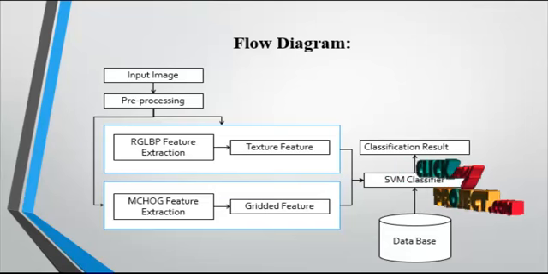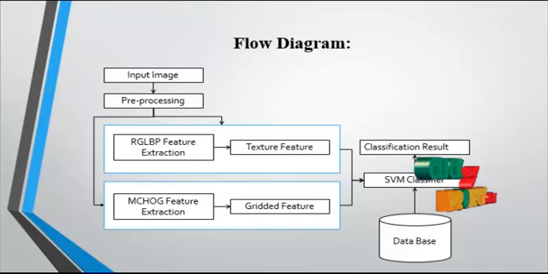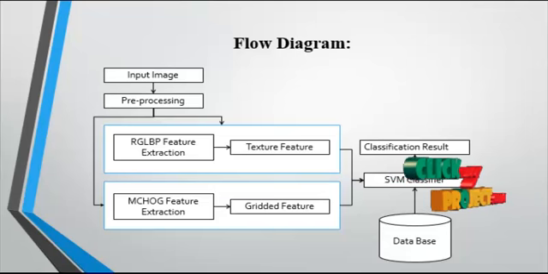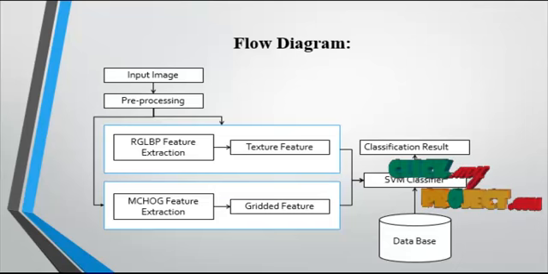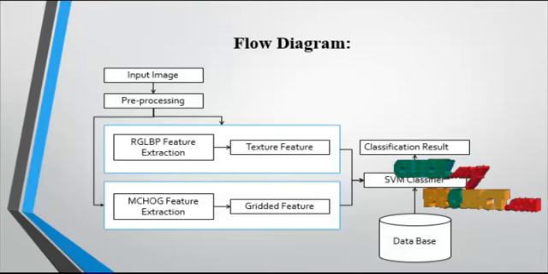The LBP feature extraction is the method which is used for extracting the texture feature from the image, and then the MCHOG feature is a feature extraction method which is used to extract the gridded feature from the image.